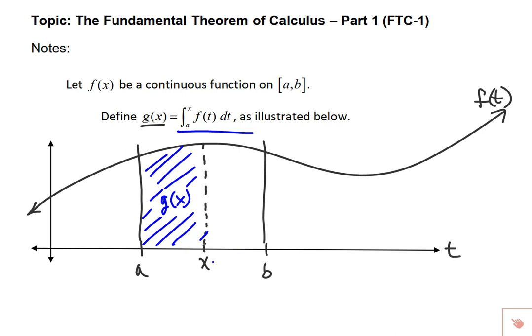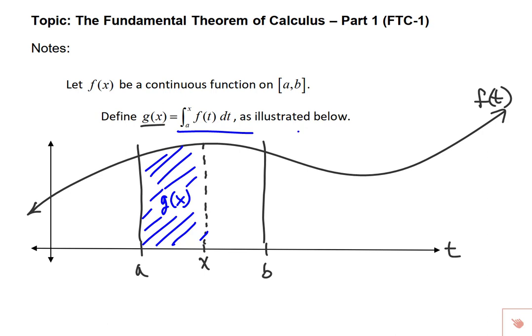If I let x slide down the axis, maybe closer to b, then that area region would grow. It would be expanding to the right. Or if, on the other side, I moved x closer to a, then I would be using less of the space between a and b under the curve for this area function g of x.